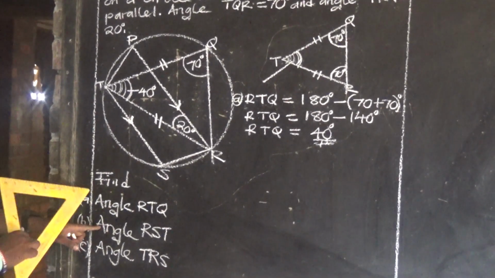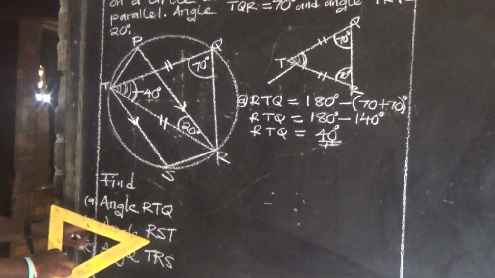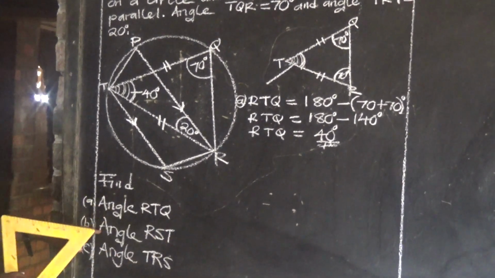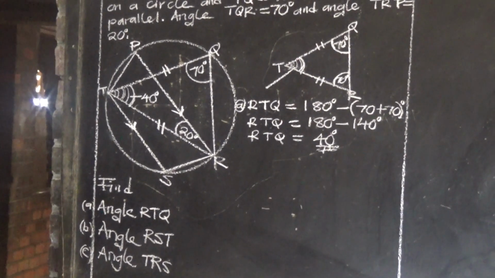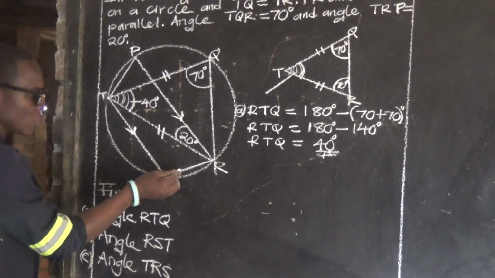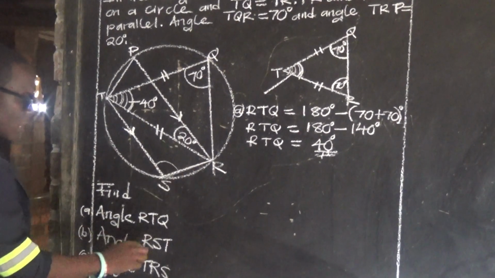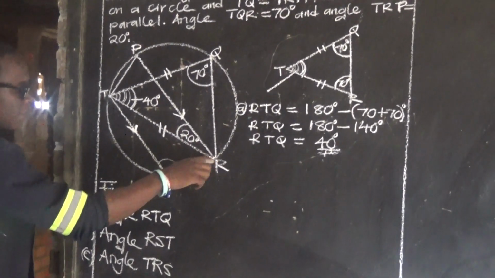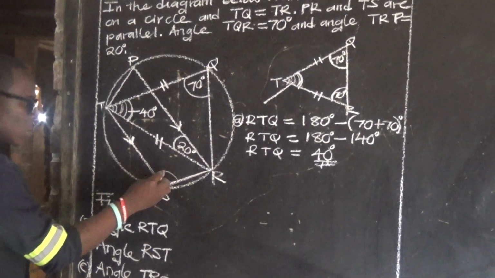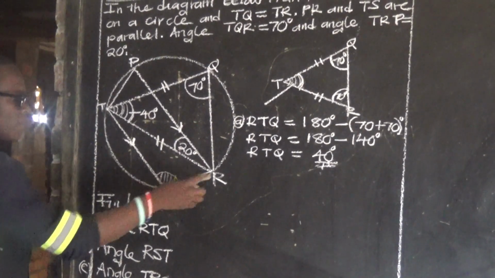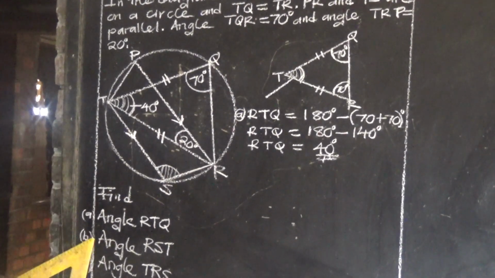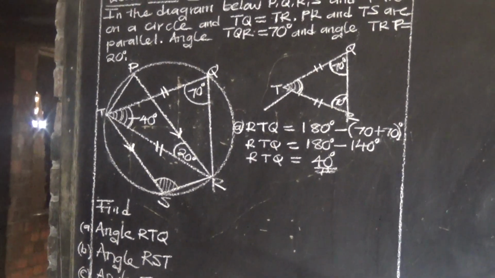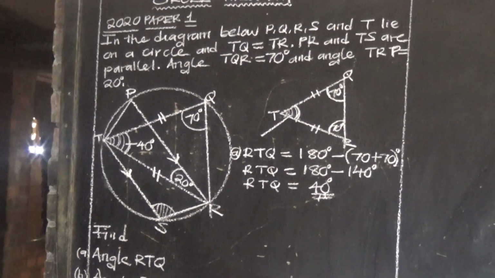Find angle RST. They want us to find angle RST, meaning angle S. They want us to find this angle. This is the angle RST. So this is the angle they want. Angle RST, which is angle S. Okay? Now, how do you find angle RST?